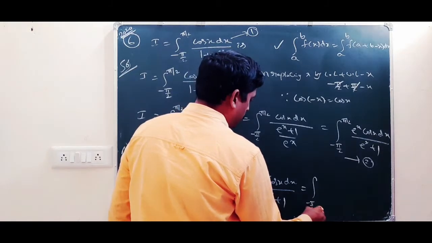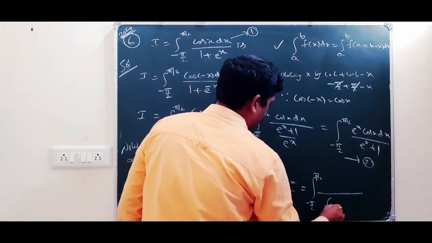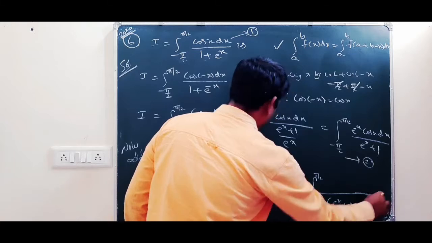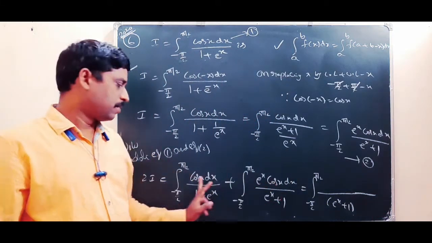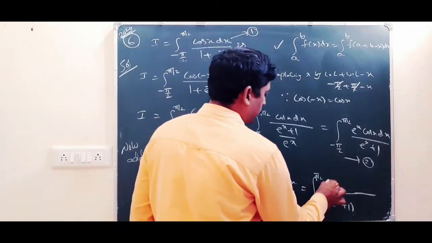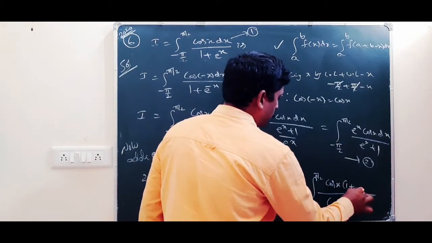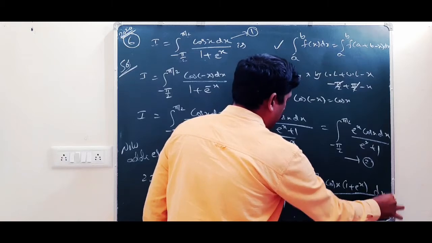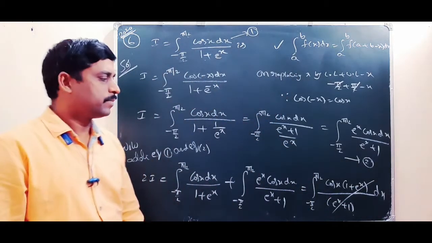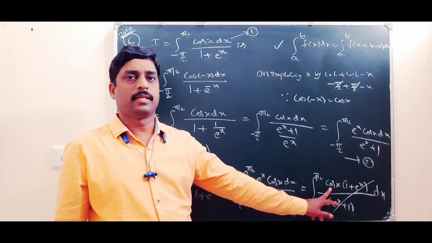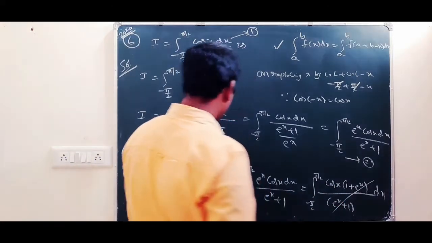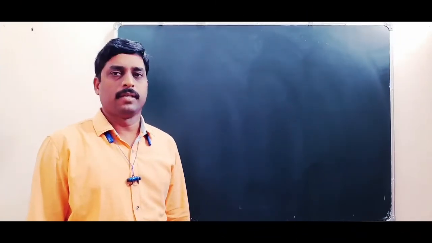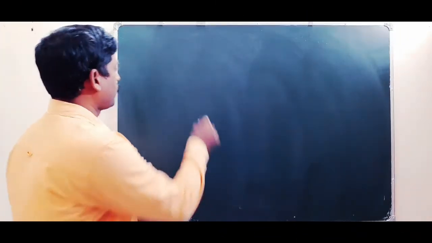So integral from minus pi by 2 to plus pi by 2, with e to the power x plus 1 as LCM. Okay, in the numerator take cos x out common. Remaining value is 1 plus e to the power x. In this, 1 plus e to the power x gets cancelled. Integral of cos x, we have sin x.